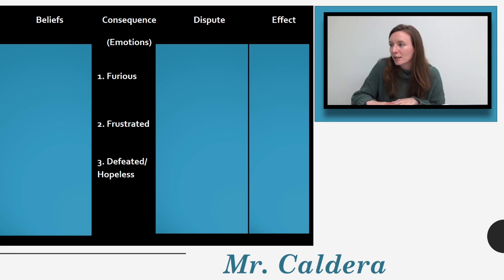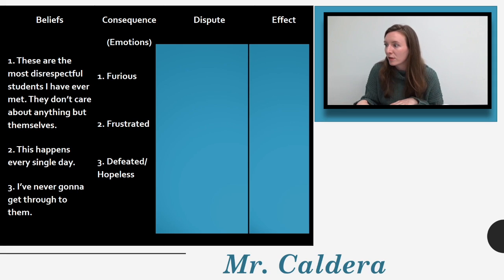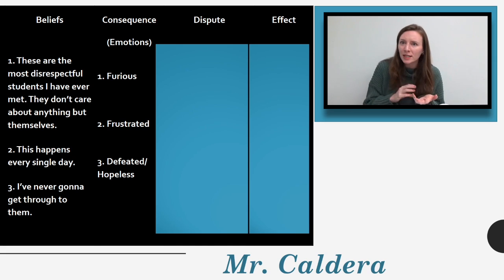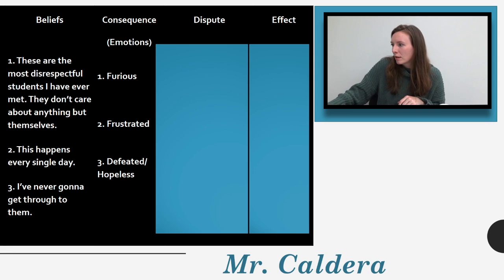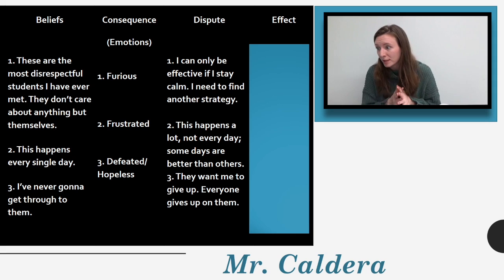So let's go back to our example. These were the beliefs that he was thinking that made him feel furious, frustrated, and defeated. So are there any other ways of thinking about this situation? Are there any other ways he could think? So to dispute the first thought that these are the most disrespectful students that he's ever met, he came up with, I can only be effective if I stay calm. I need to find another strategy. So that's another way of looking at the situation.